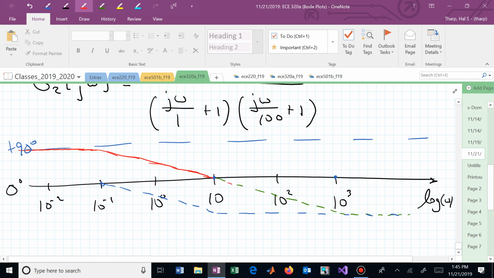And is that consistent with what we had argued before? We start low frequencies, a phase of plus 90. At high frequencies, eventually we get to minus 90. Yes?